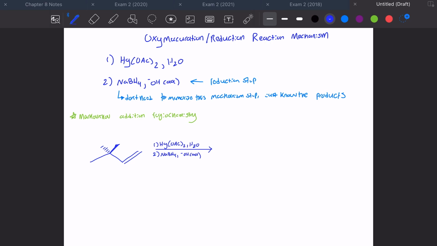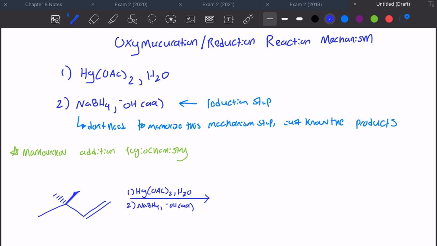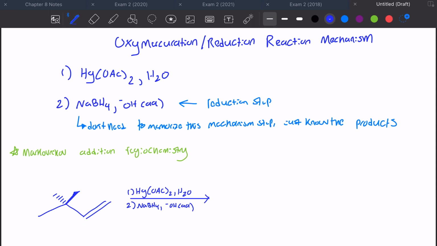Okay, so this reaction is broken down into two steps. I've written in the beginning, you have the Hg(OAc)2 and then water. That's the first part, and then the second mechanism is just a reduction step, and you don't need to memorize this step at all because it's fairly complex and will probably be covered in later semesters. But for Chem 343 purposes, it's just important to know the products that are made and not necessarily the actual mechanism for this step. And then this mechanism follows Markovnikov regiochemistry.